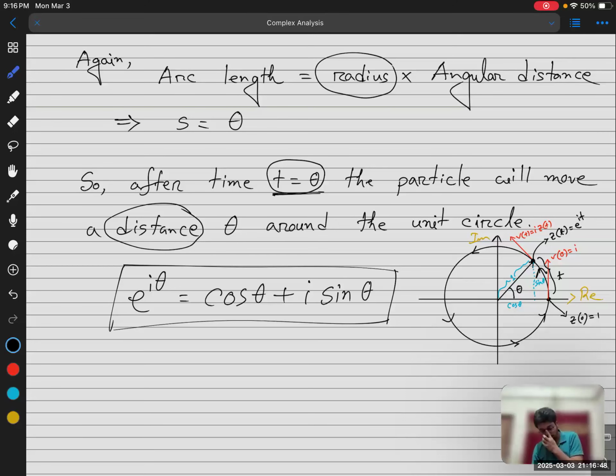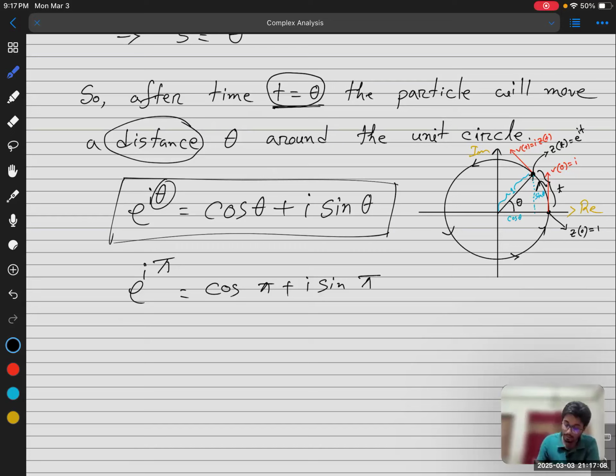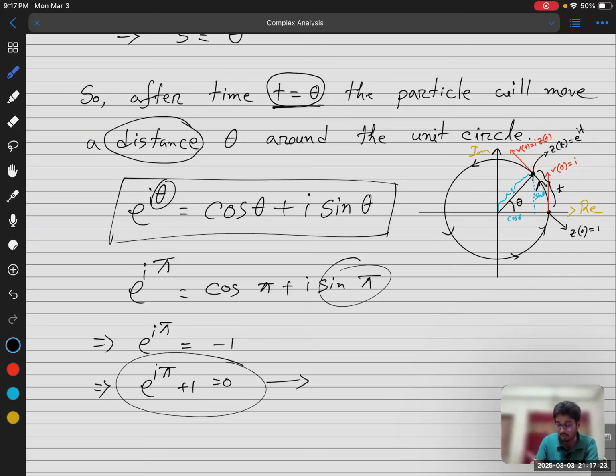So this is an analytic, or particle argument, proof of this property. From here, let's say e to the power i pi. We are considering the value of theta as pi, then we get cos pi plus i sine pi. The value of sine pi is 0, so eventually we get e to the power i pi is equal to -1. That means e to the power i pi plus 1 is equal to 0. So this is the most beautiful equation in mathematics.